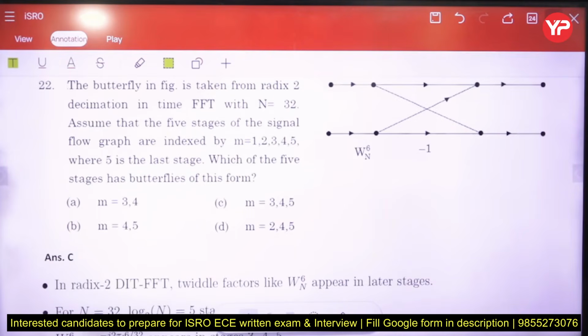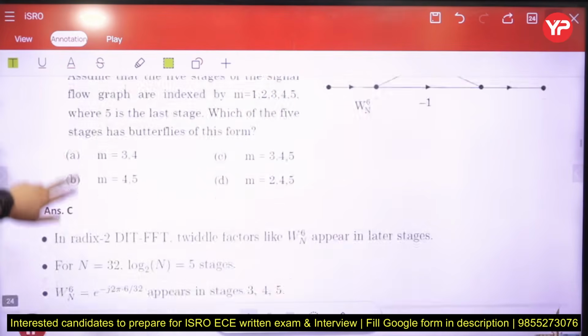Yeah, butterfly diagram, radix-2 decimation in FFT. We generally didn't study these things in GATE exam and other exams, but in ISRO it is important. Assume that 5 stages of signal flow graph are indexed as M1, M2, M3, M4, M5, where 5 is the last stage. Which stage has a butterfly of the form of this one?